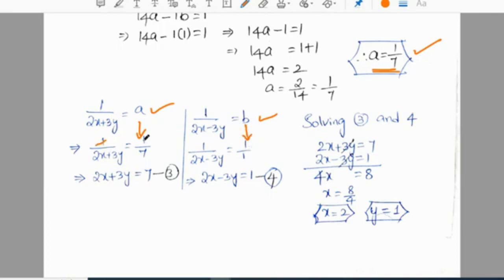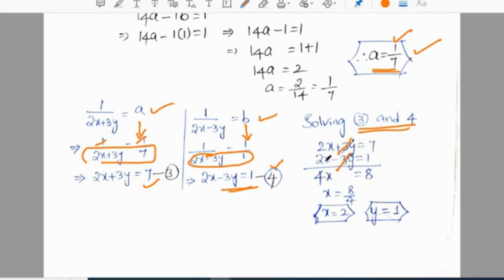So clearly the numerator will get cancelled. 2x plus 3y is equal to 7, we will take as third equation, and 2x minus 3y is equal to 1, we will consider as fourth equation. Now solving 3 and 4. I told you whenever such type of questions are there with x and y in the denominator, we need to do the elimination method two times. Already one time we got a and b. Now again solving 3 and 4 we will get the values of x and y.